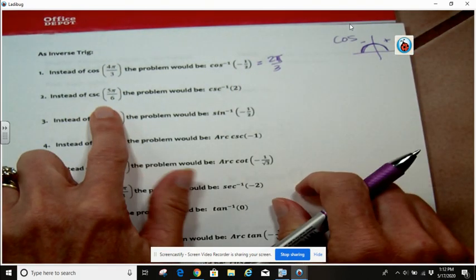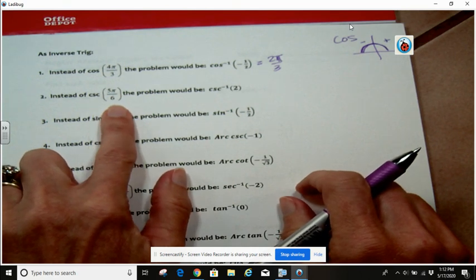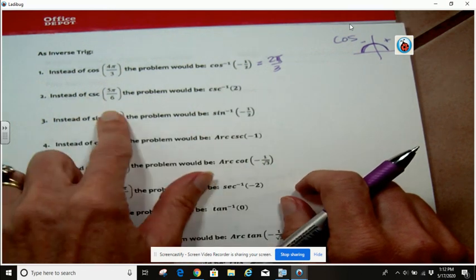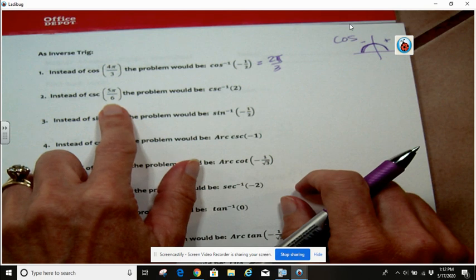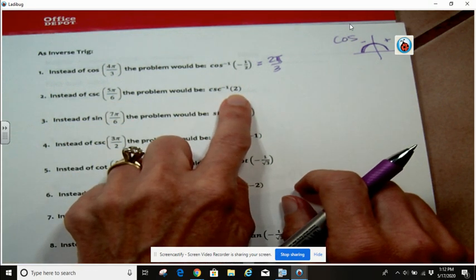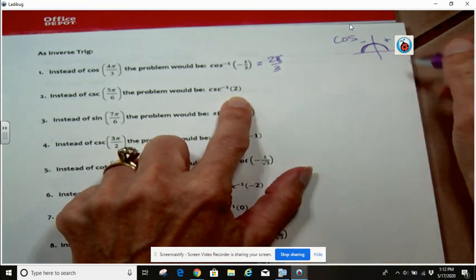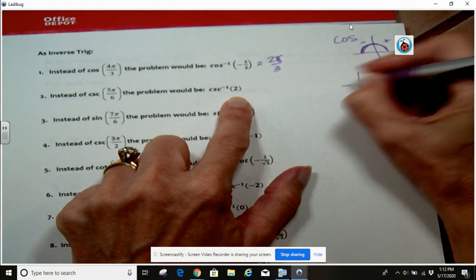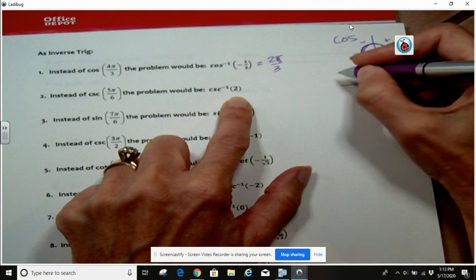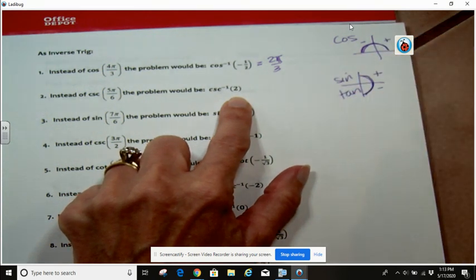Instead of a special angle problem being cosecant of 5 pi over 6. So we answered that before. The cosecant of 5 pi over 6 was 2. Okay, we got the ordered pair, and the sine was 1/2, so the cosecant was 2. So what angle would give us a cosecant value of 2? Okay, so remember, cosecant is just the reciprocal of sine, and sine and tangent are restricted to the first and the fourth quadrant, which means that's true for cosecant and cotangent.